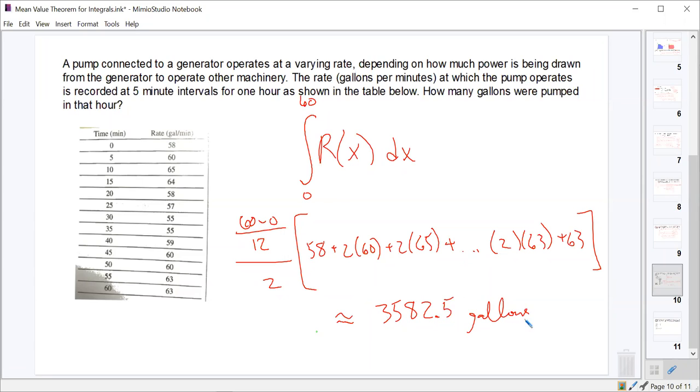I mean, if you think about it, it should be pretty close to that, right? It's pumping about 58, 60, 65, 64 gallons per minute. So if you look at those, they're all around 60, right? So it looks like it's pumping about 60 gallons about every minute. And we've done 60 minutes, so that'd be 60 times 60, 3,600, right? So you're pretty close to 3,600. That seems like you're in the right ballpark at least, right? Yeah, that makes sense. Yeah, so it's a good answer. Sounds good to me.